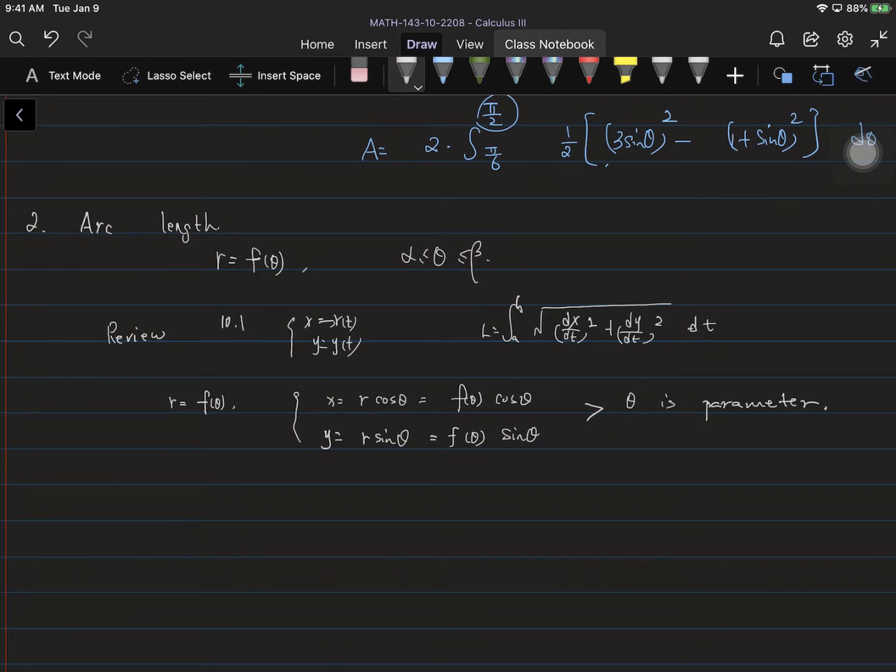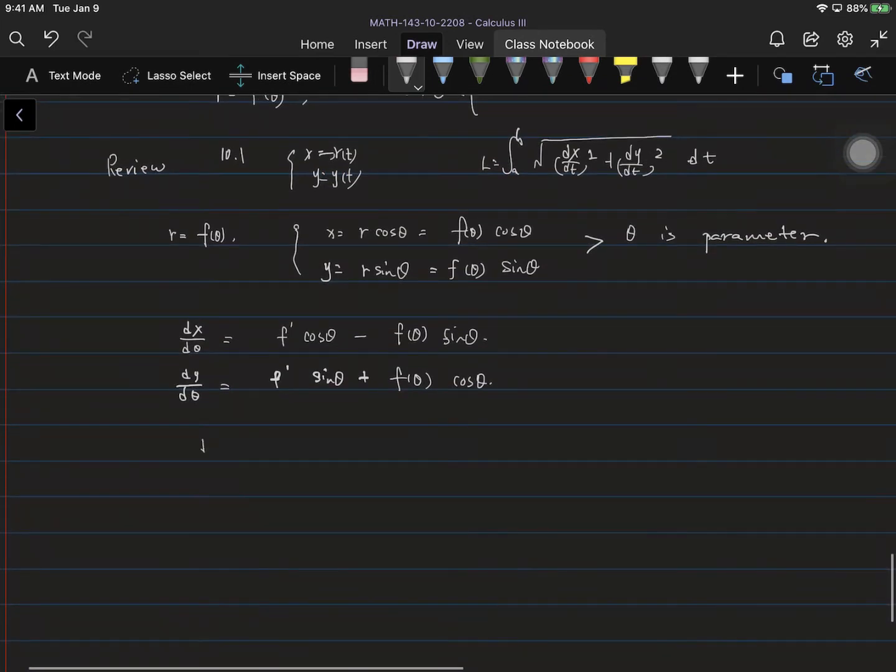Now our arc length equals what? So let's take a look. dx/d theta equals what? And dy/d theta equals what? dx/d theta is f prime cosine theta minus f sine theta. And the derivative of y with respect to theta is f prime sine theta plus f(theta) cosine theta. Right, now we just do (dx/d theta) squared plus (dy/d theta) squared.